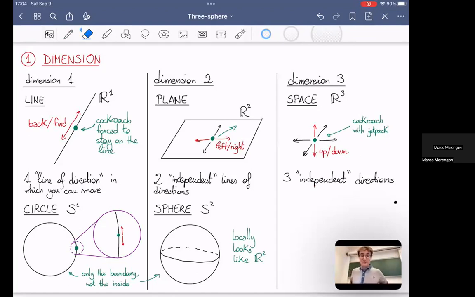Is there an S3? So a three-dimensional sphere where locally there are three independent lines of direction? And the answer is yes, there exists such a mathematical object. And now the question is, can we somehow visualize it? So this will be essentially the rest of this talk.